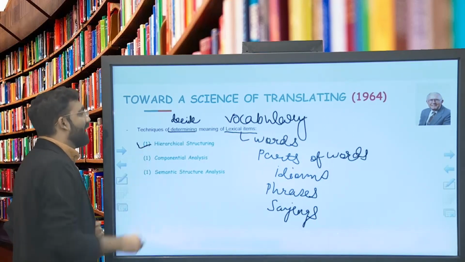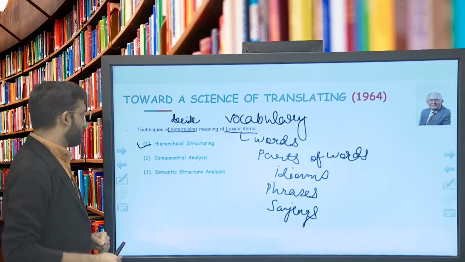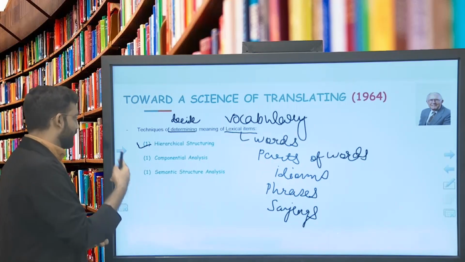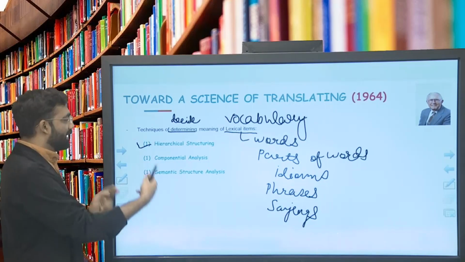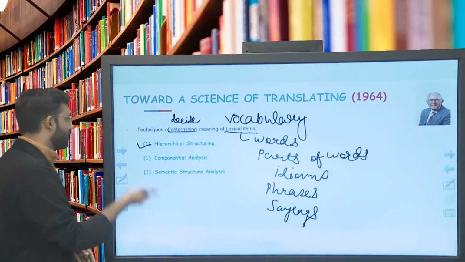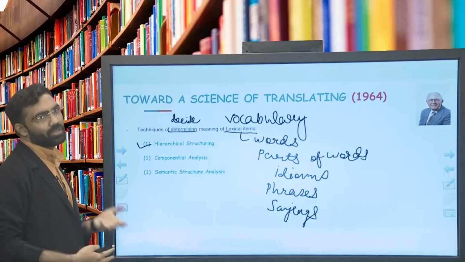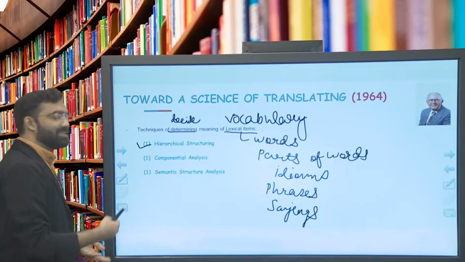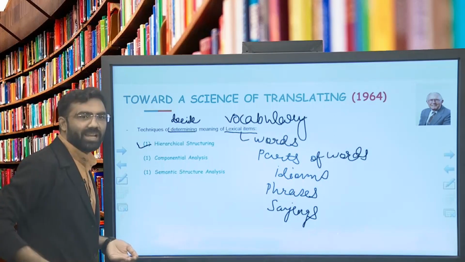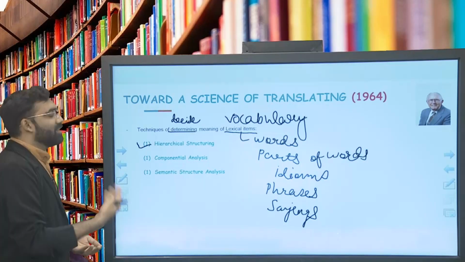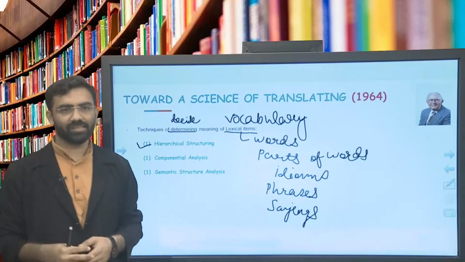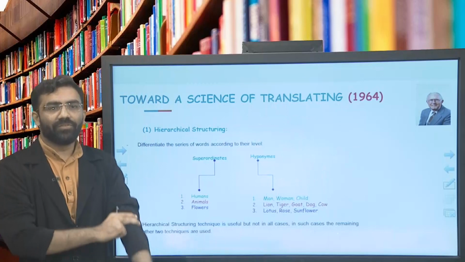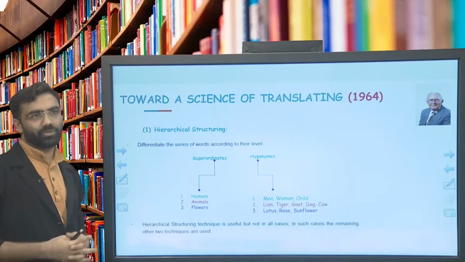The first is hierarchical structuring. Second is componential analysis. And the third is semantic structure analysis. Let's learn these techniques one by one. The first one is hierarchical structuring.